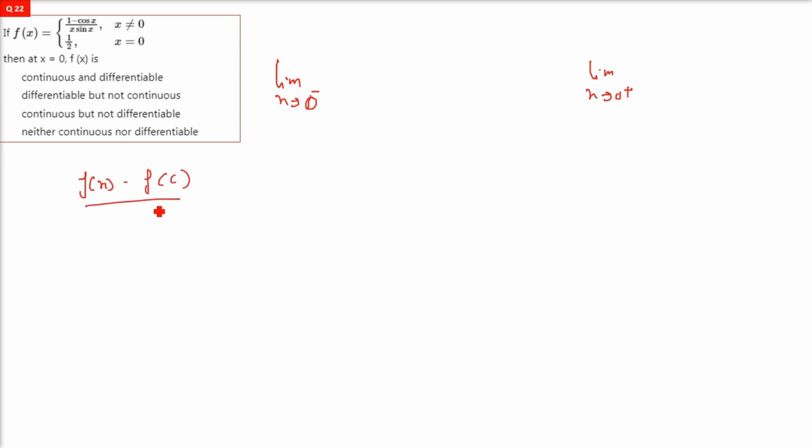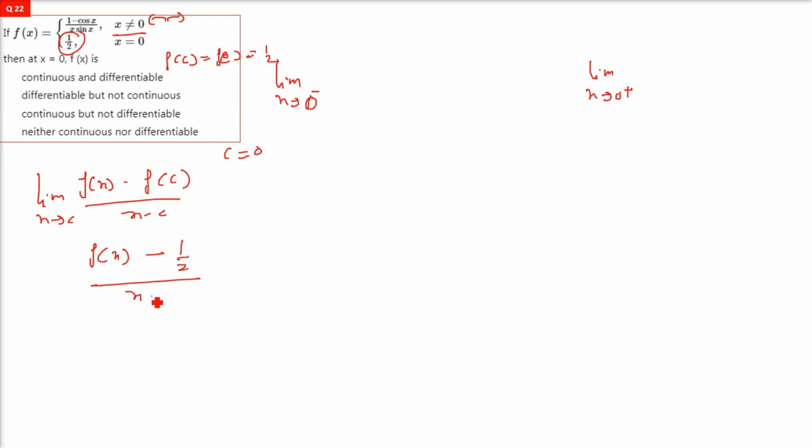f(x) minus f(c) divided by x minus c, limit x tends to c. Now c is 0 here. It is x equal to 0 we have to check. So x is not equal to 0, so we have to use (1 minus cos x) by (x sin x). So f(x) minus f(c), what is f(c) here? f(0) is given as half. This value is already given as half. So you can just put half in place of f(c). Now x minus c is what? 0. So you can just have x. So the final function will be f(x) minus half, divided by x. The same thing on the right also. That is the left hand derivative and right hand derivative.